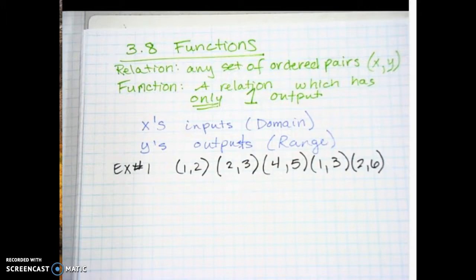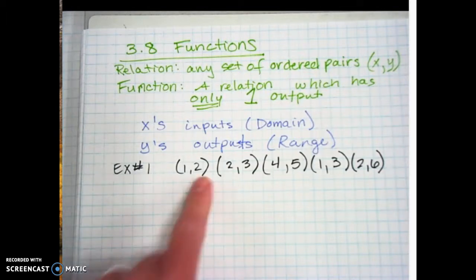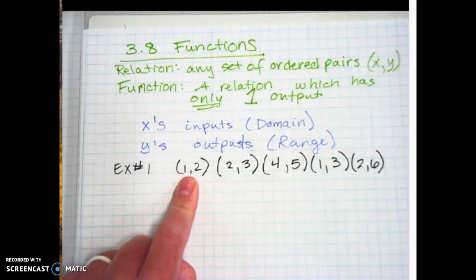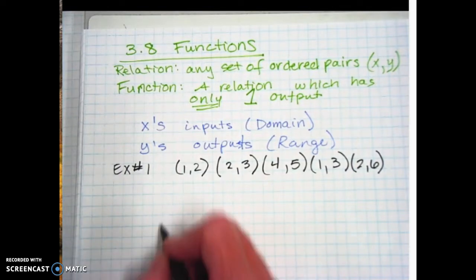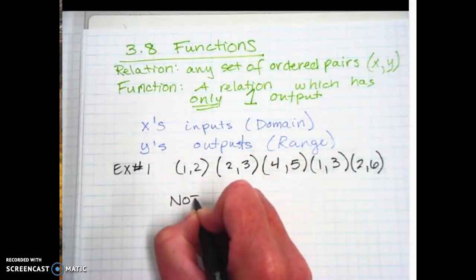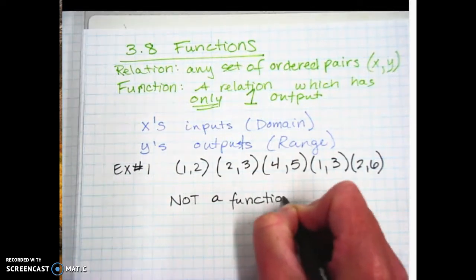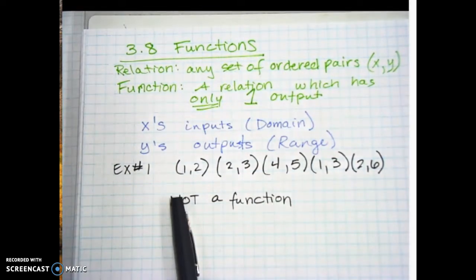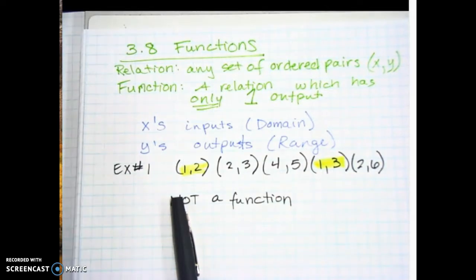Anybody see a problem? So right here, I put in a 1, what did I get? Right here, I put in a 1, what did I get? A 3. So that means this is not a function, because right here I plugged in a 1 and got a 2, and then right here I plugged in a 1 and got a 3. Something's wrong with the function.